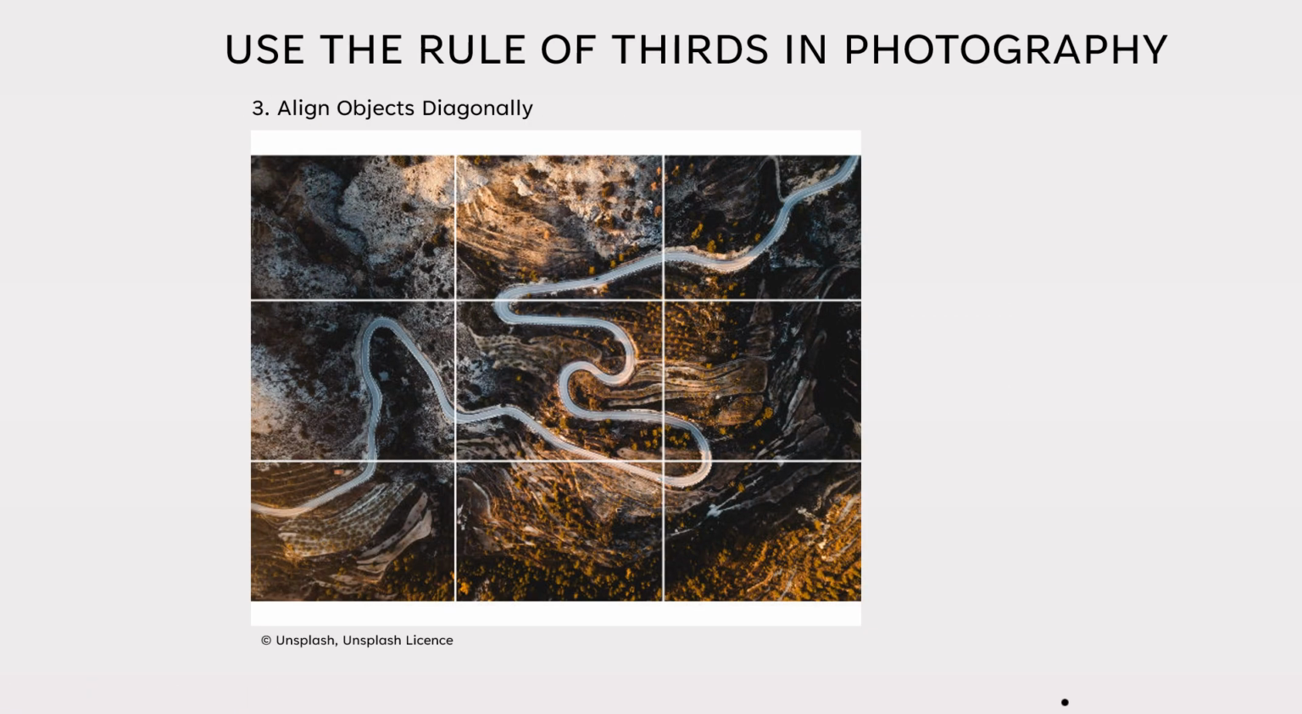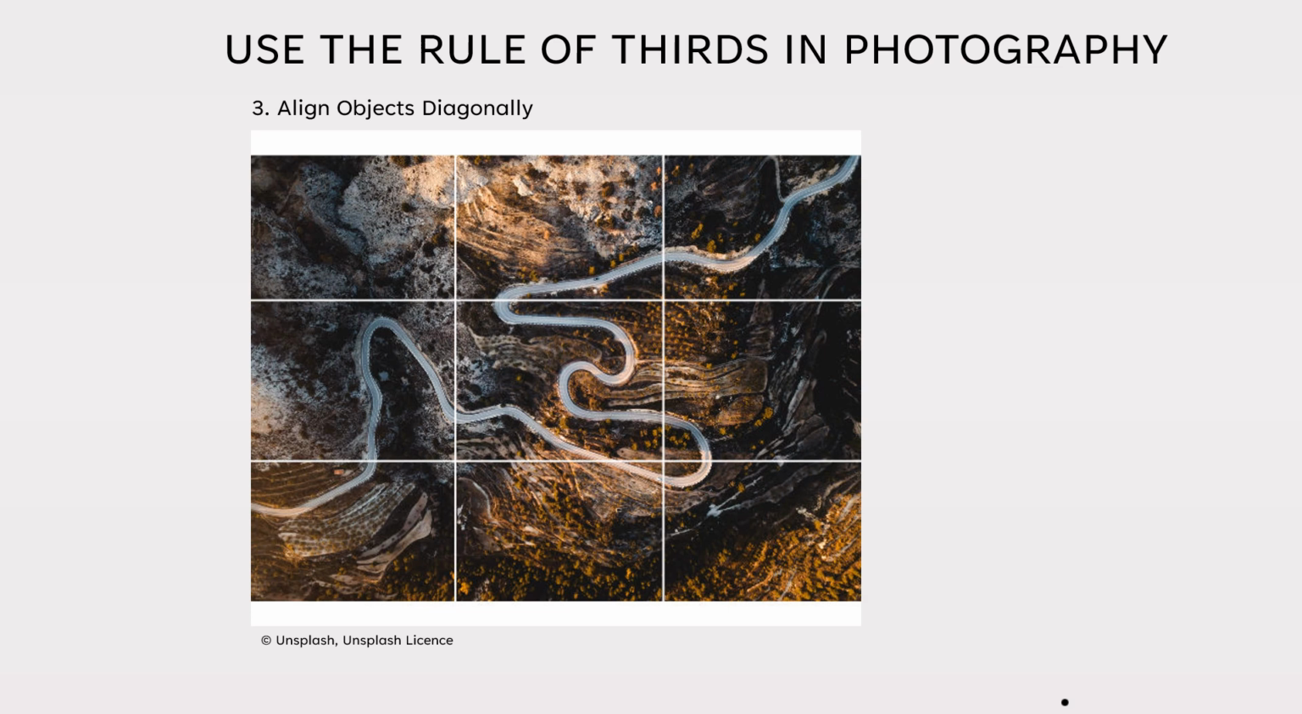Another advanced tactic is to align elements diagonally. This tactic is effective when you want to capture objects with irregular shapes, for example, paths, roads, and rivers. Instead of placing the central element in a left to right direction, you can position it diagonally. To ensure they are aligned right, check for the diagonal intersection points.